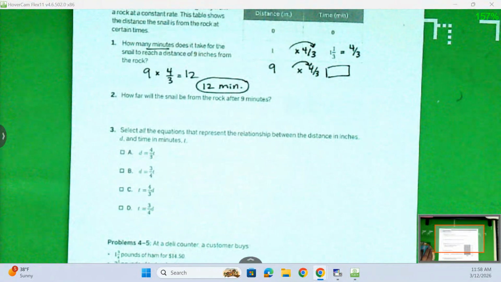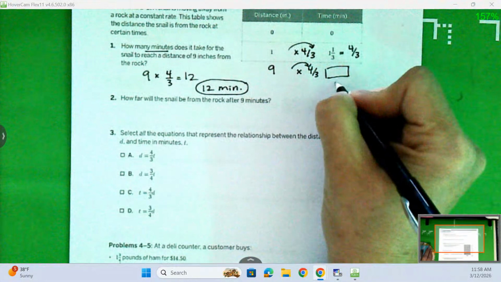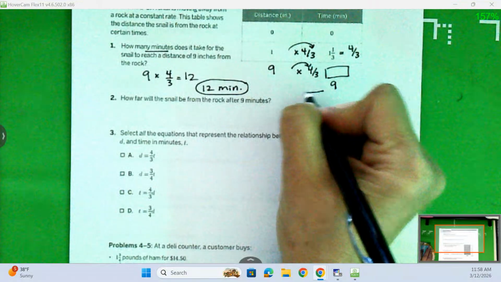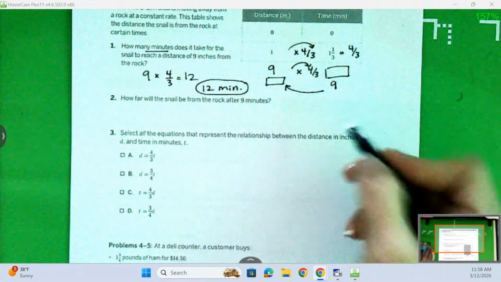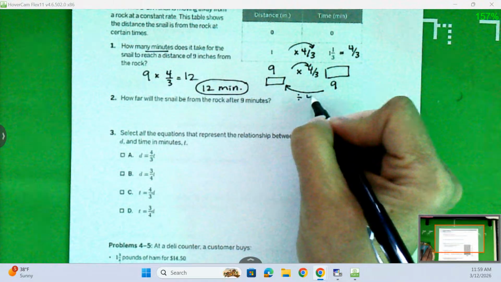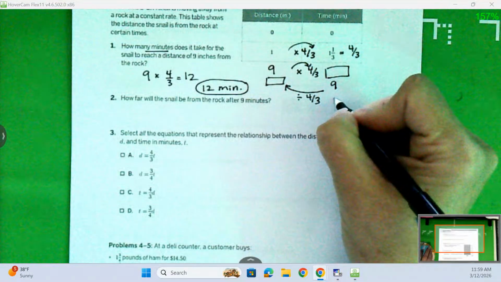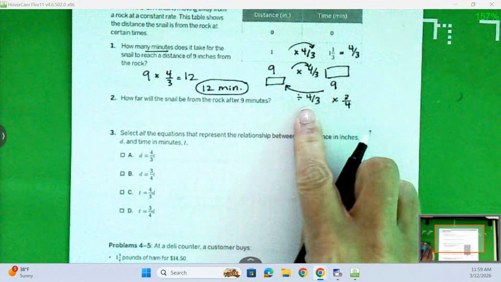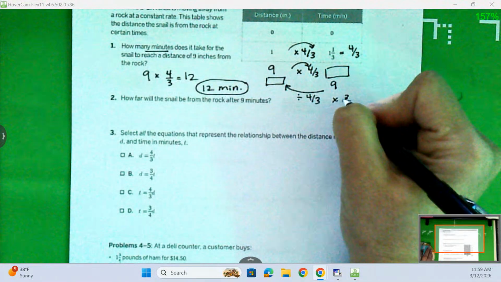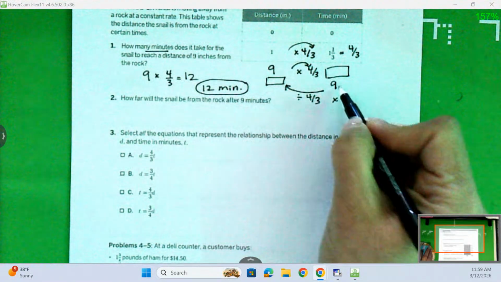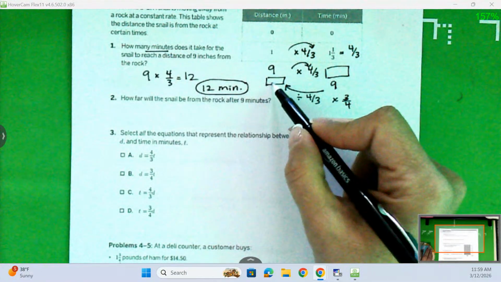Okay, and we have question number 2. It says, how far will the snail be from the rock after 9 minutes? So now we have the 9 minutes, and we want to know the distance. Okay, in this direction, we multiplied by 4/3. So if we're going in the reverse, we would be dividing by 4/3, which, by the way, means multiplying by 3/4. Anytime you divide, remember that you are multiplying by the flip or the reciprocal. So you can do 9 divided by 4/3, or you can do 9 times 3/4, the flip of this.